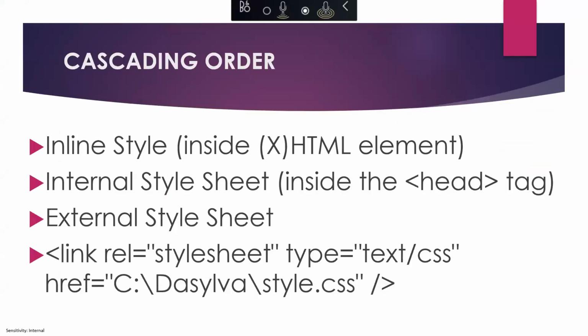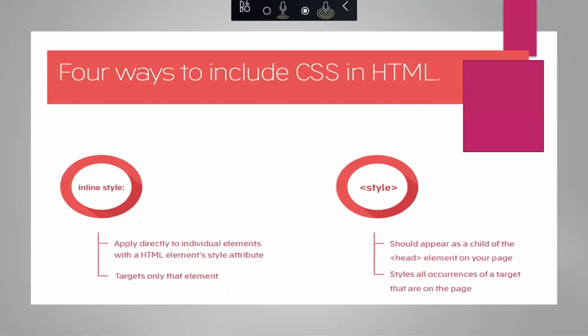Okay, so now we have what we call cascading order. I don't want to talk about that. Let's go a little bit higher. Inline CSS is what I've explained. It says that it applies directly to individual elements with the HTML element style attribute. That's what I've done. It targets only that element. I explained that before.